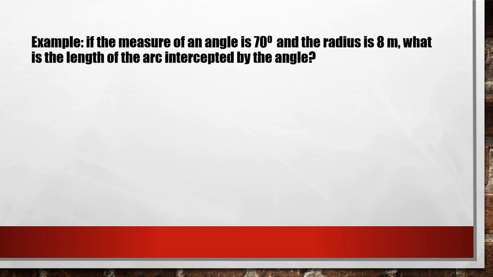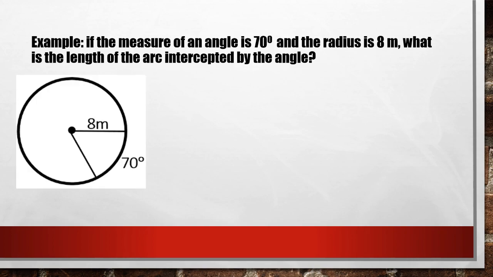Okay, so example, if the measure of an angle is 70 degrees and the radius is 8 meters, what is the length of the arc intercepted by the angle? Ayan, so makita nyo yung figure natin, may radius na 8 meters at may angle na 70 degrees. So, ang hahanapin natin ay yung length of the arc intercepted by the angle. Yan. So, ito yung maliit na bahagi na to.